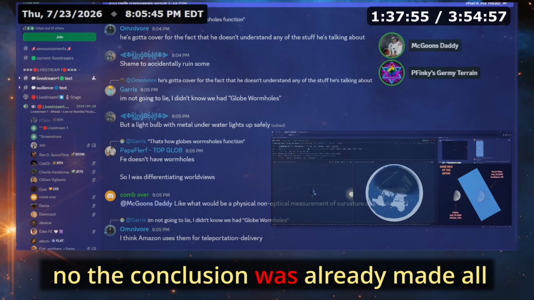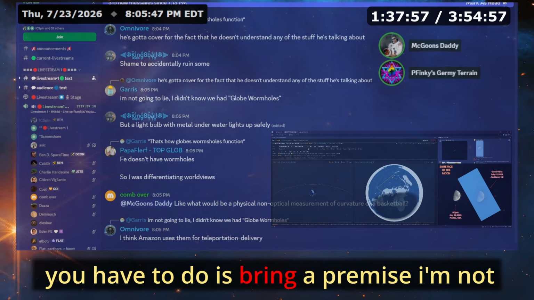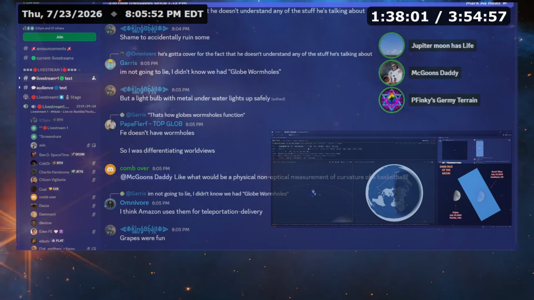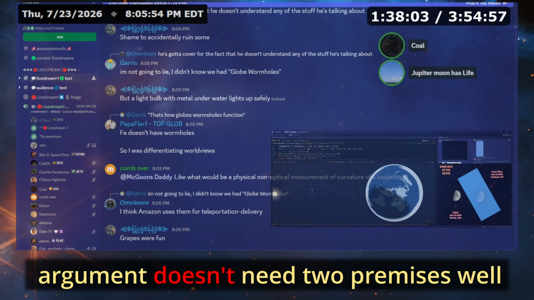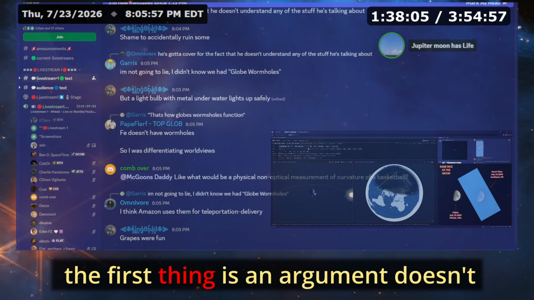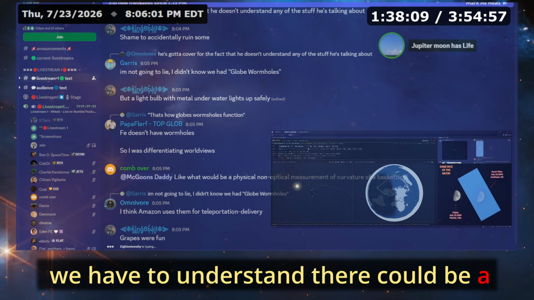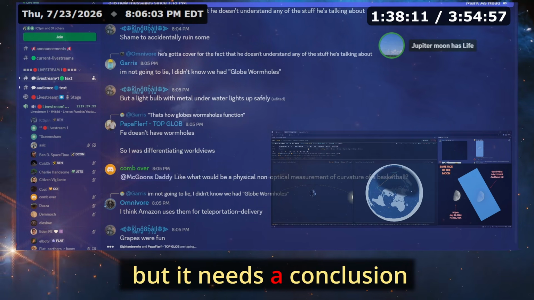No. The conclusion was already made. All you had to do was bring a premise. I'm not doing that conclusion. Okay, then you forfeited the last argument. Nope. Well, the first thing is an argument doesn't need two premises. That's the first thing we have to understand. There could be a single premise, right? But it needs a conclusion.